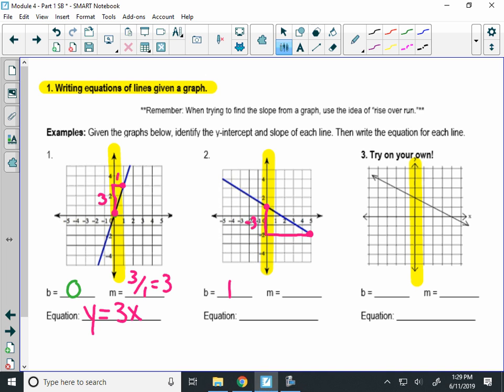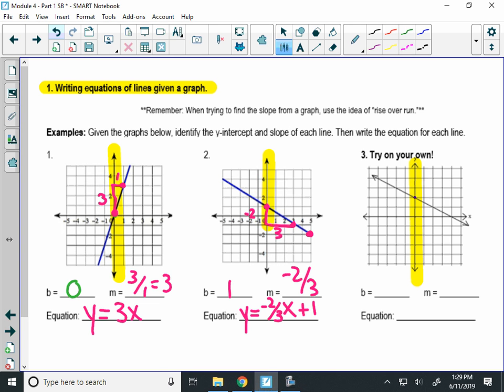Maybe I think I did 2/3 on your notes there. No, this one's a little hard to tell. So it looks like maybe I went down 2 over 3. We'll just do that. It's good enough. Down 2 over 3. And our equation here would be y equals my slope, negative 2/3, x, and plus my y-intercept of 1.